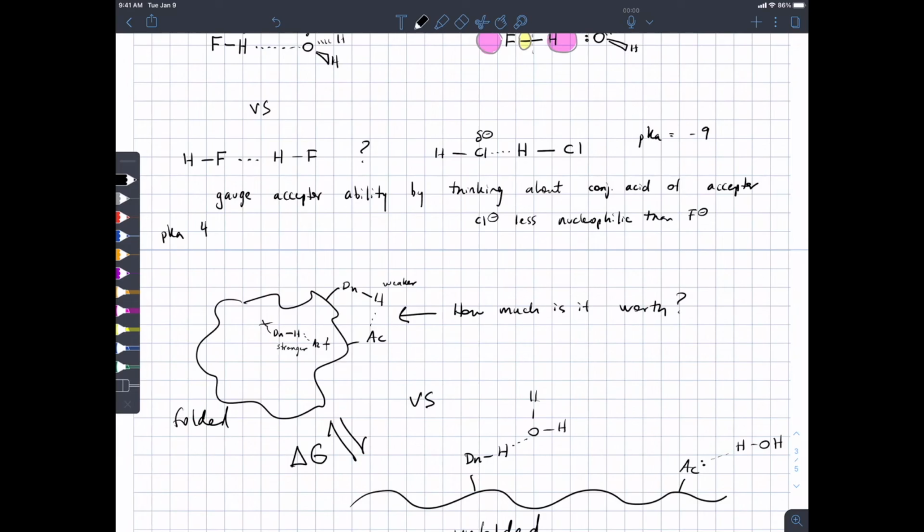It's thought that hydrogen bonds get stronger when they're between groups whose conjugate acids have similar pKa's.